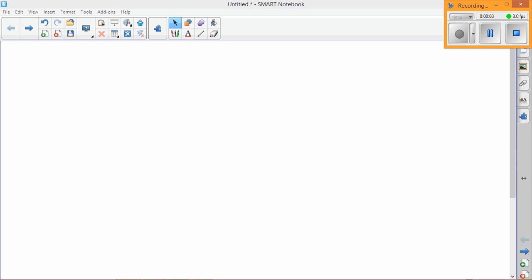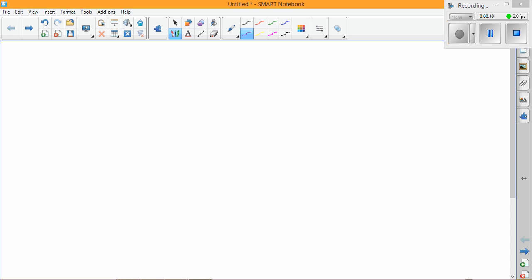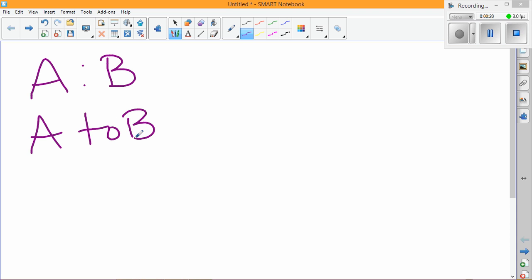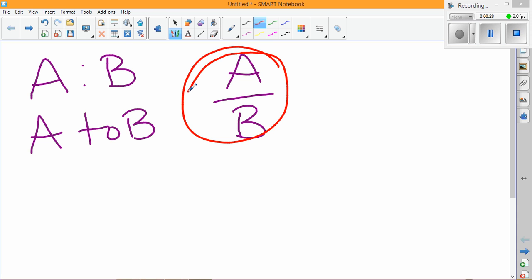Today's lesson is about associated ratios and the value of a ratio. Now, we've been talking about ratios for quite some time, and we know that we can write ratios like A to B with a colon or A to B with the words. But mostly what we're focusing on in the last couple lessons is writing a ratio as A over B, writing the ratio as a fraction.